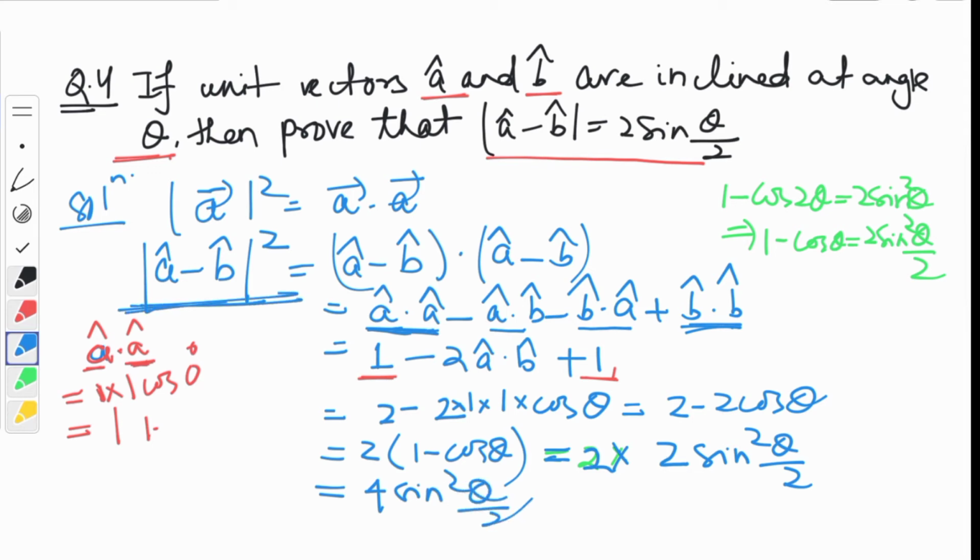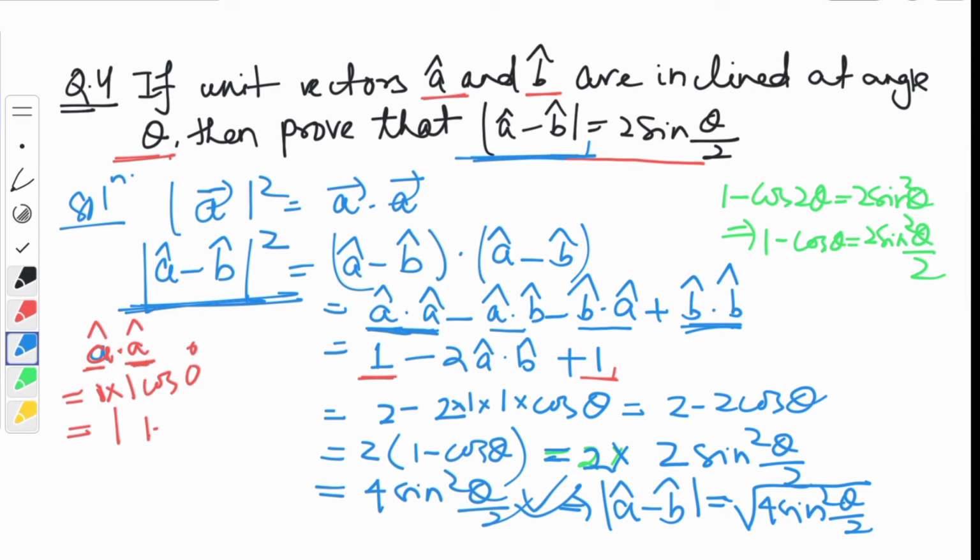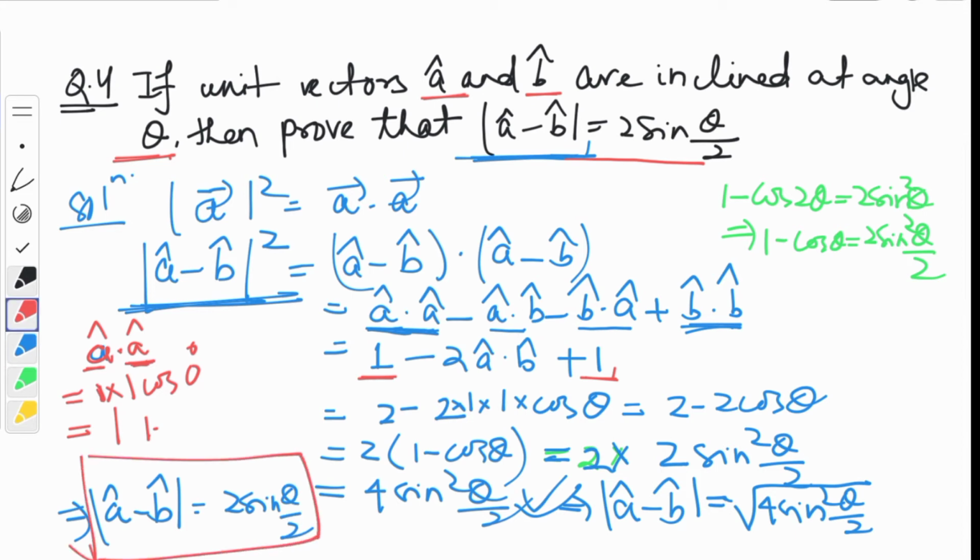So this is modulus a minus b square. But what do we want? We want this a minus b. That means we have to take the square root of this. So our final answer, the modulus of a cap minus b cap, will be how much? Take the square root of 4 sin square theta by 2. It will be 2 sin theta by 2. Hope it is clear. This is your final line. Clear, children? Okay, so let us discuss the next question.